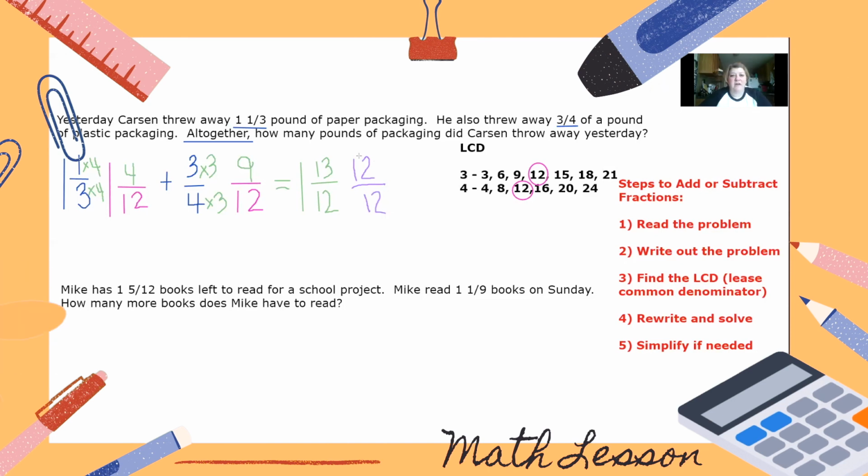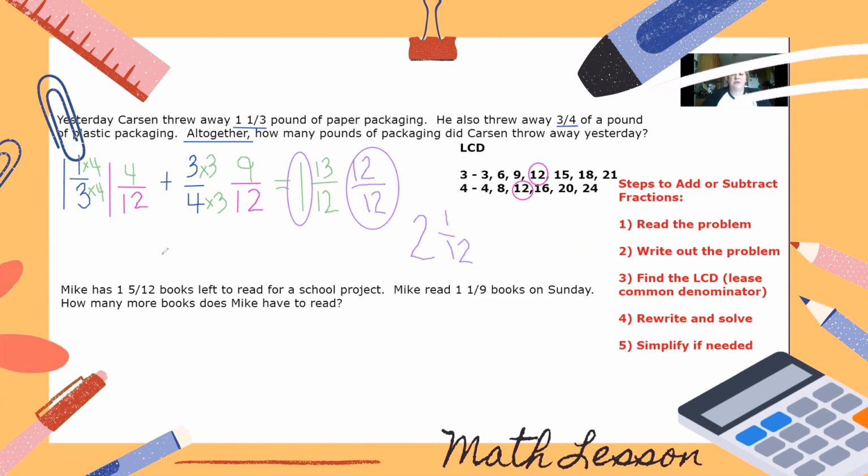If I have one whole here, and I have one whole here, I am going to be left with 2 wholes. But how many do I have left here? Well, 13 minus 12 is 1. So I have 2 and 1/12. I'm going to show you what this looks like when we are using fraction strips.